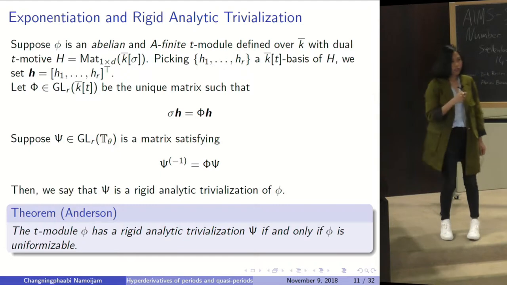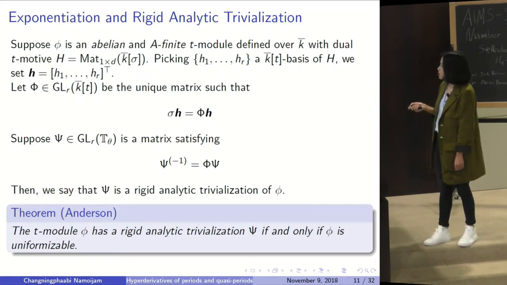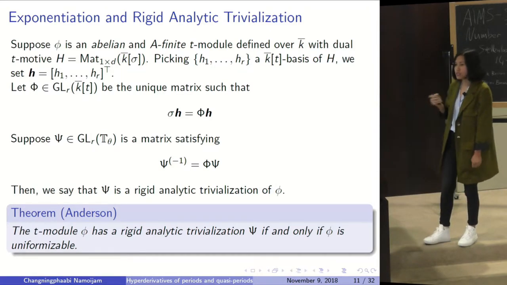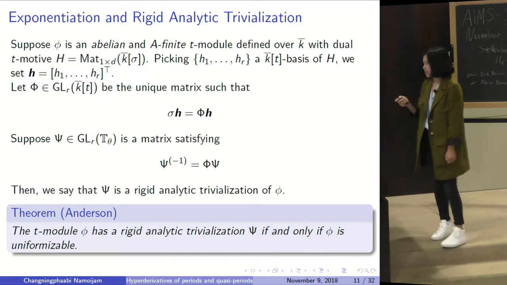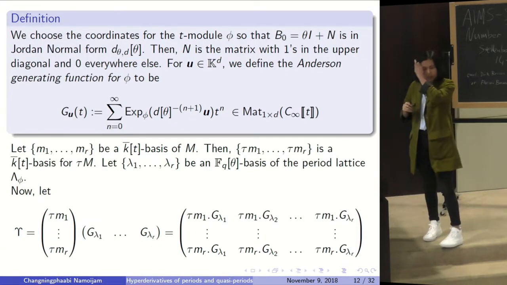So here's a theorem by Anderson. The t-module phi has a rigid analytic trivialization C if and only if phi is uniformizable, which means the exponential function is surjective.